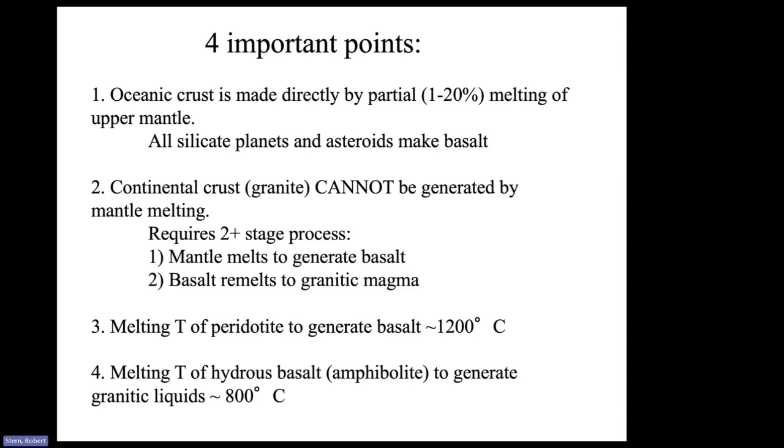The melting temperature of peridotite to generate basalt is on the order of 1200 degrees centigrade, and the melting of hydrous basalt or amphibolite to generate granitic liquids happens at much lower temperatures, only 800 degrees centigrade. When I say lower, you might want to raise your eyebrow at that. When you cook your Thanksgiving turkey, your oven is at no more than 200 degrees centigrade, unless you want to burn it. So 800 degrees centigrade is not exactly frosty.